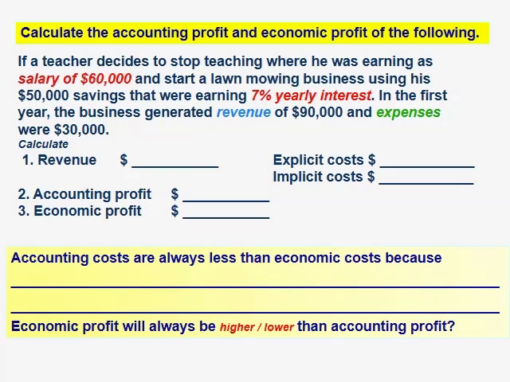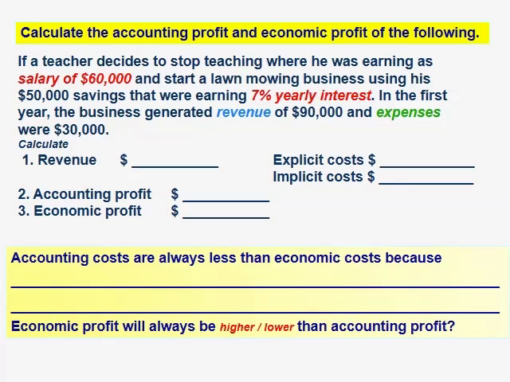So let's take this simple example of a teacher who gives up teaching to set up a lawn mowing business. He takes $50,000 that he's got in his savings in the bank that was earning 7% interest a year, and he puts that money into his new business: set up, vehicle, equipment, etc. He also gives up a salary that he was getting as a teacher of $60,000. So immediately we've identified two opportunity costs.